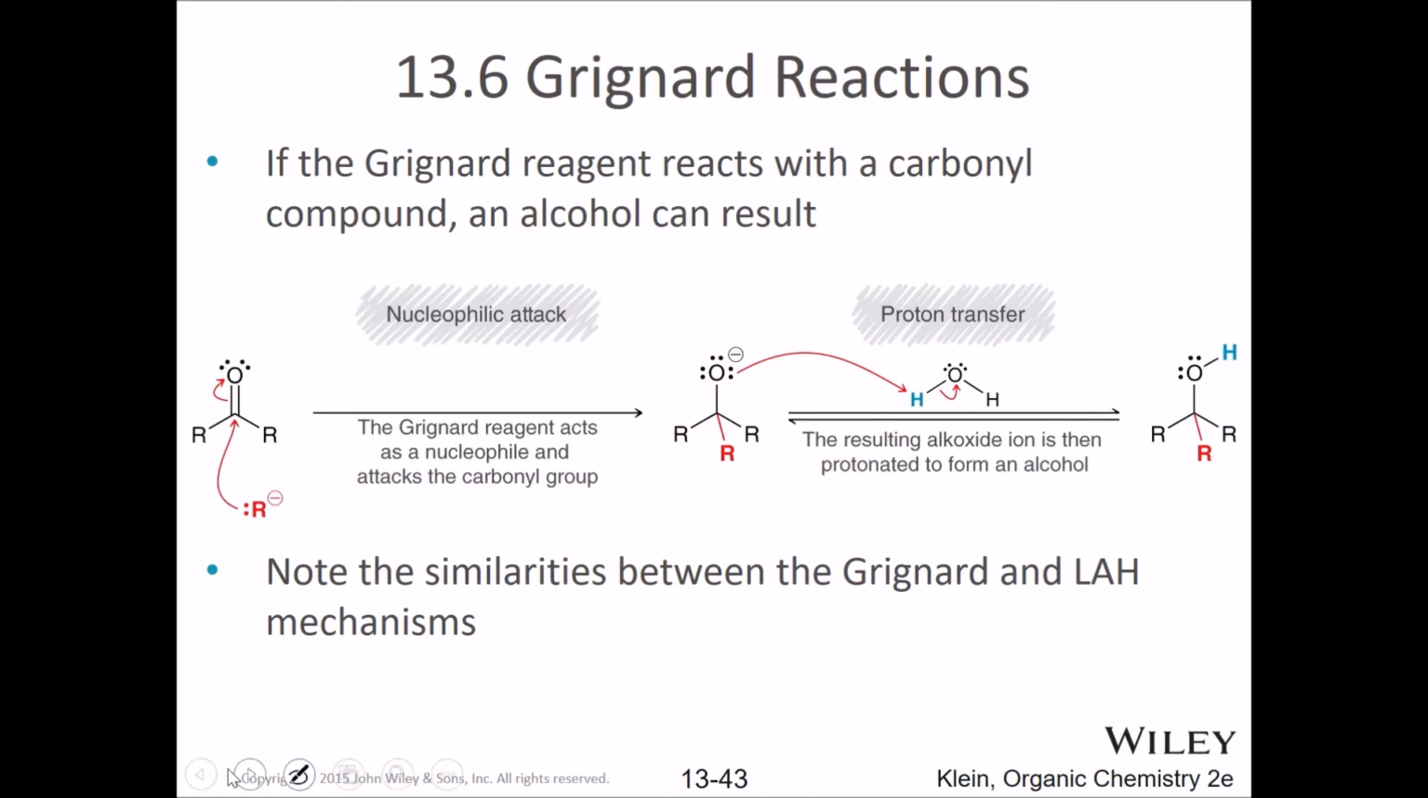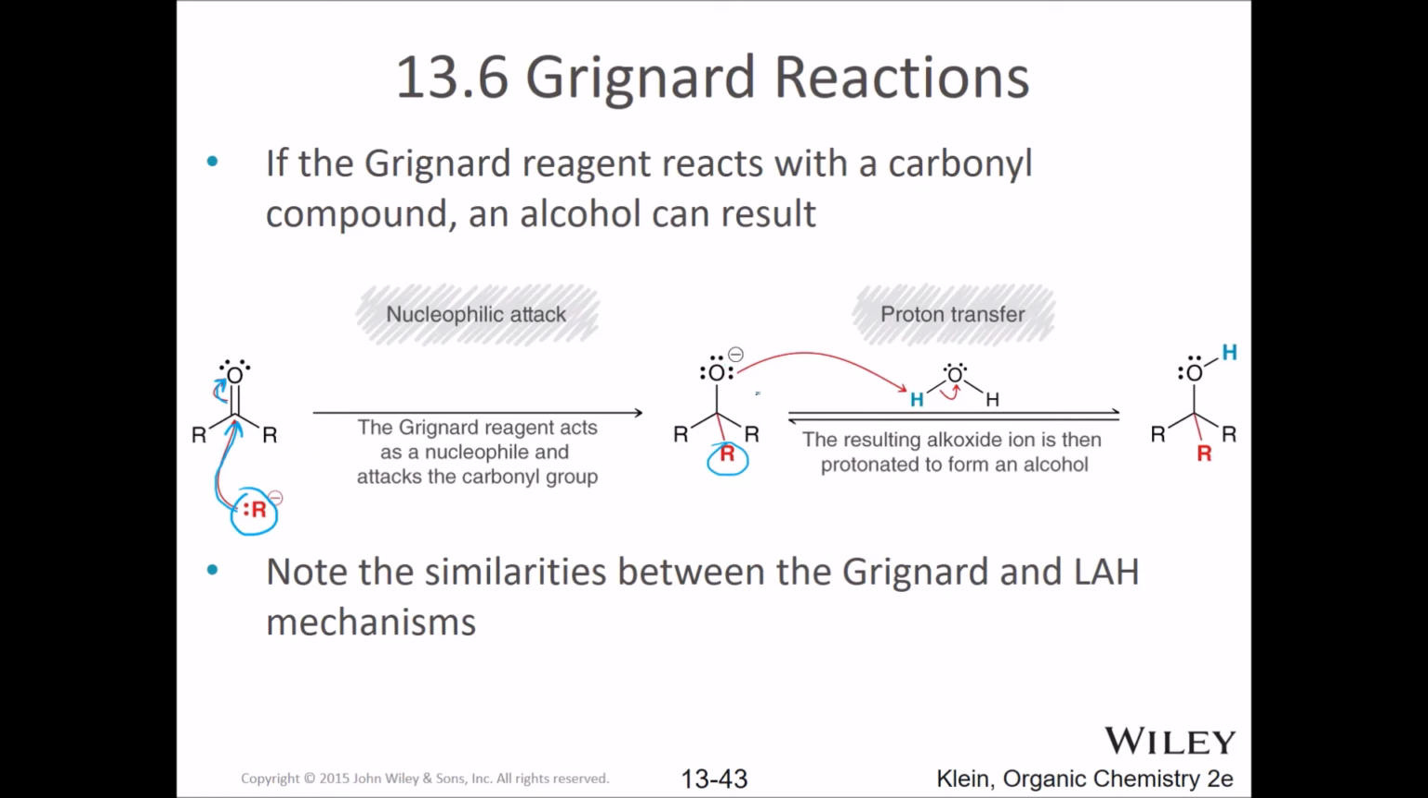These electrons go up there. I think I was using blue before, right? Boom. These electrons come up here and make an alkoxide. So there's my new R, right? There's the new one. And I now have an alkoxide.